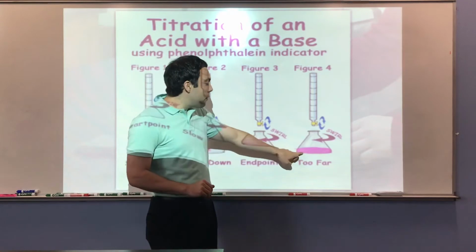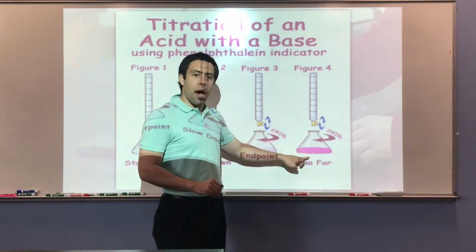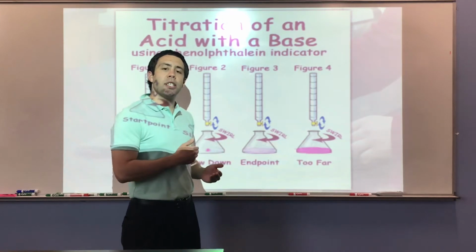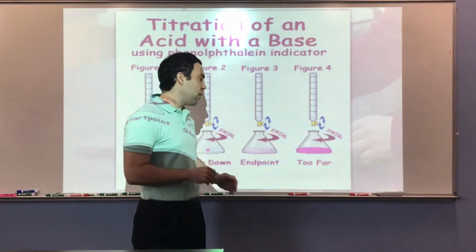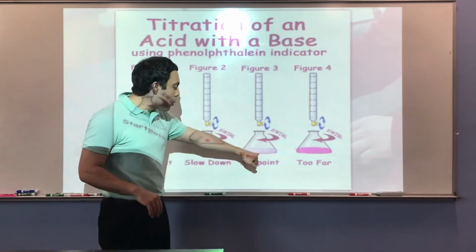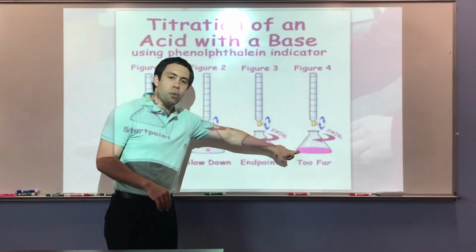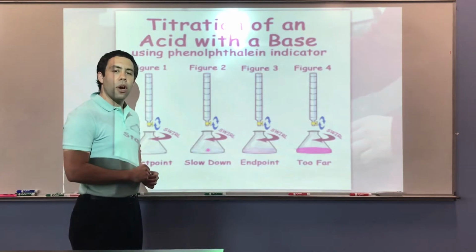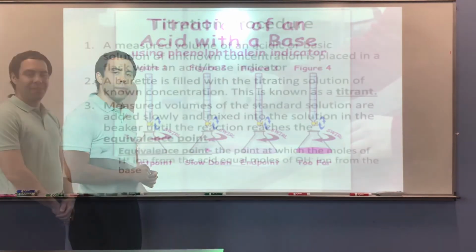If we go too far, we get this dark pink color, and our results cannot be used. We have to start the experiment over again and be a little bit more careful the next time. This is the color we want, faint pink. This dark pink would be too far. Let's look at the procedure for an acid-base titration.